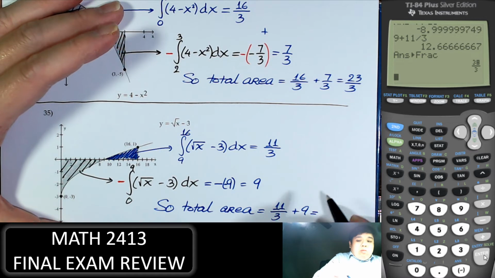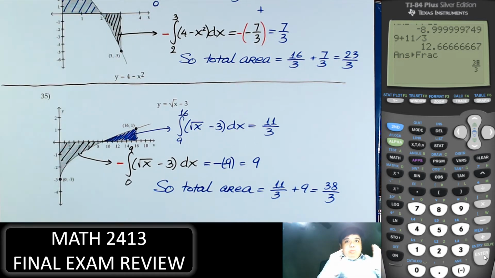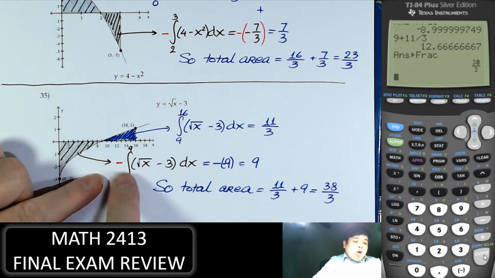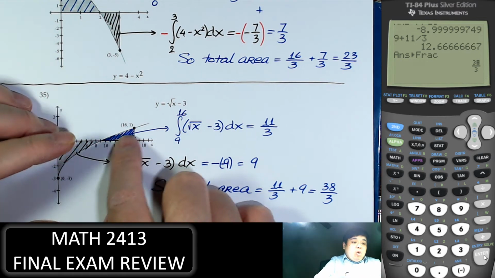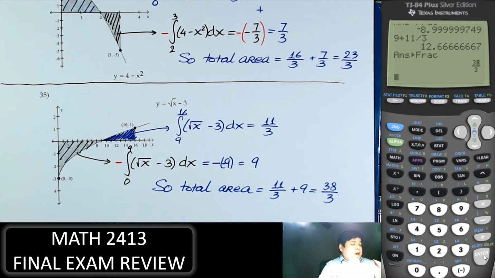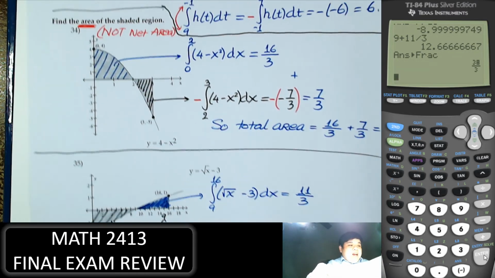So you should be able to distinguish between the net area and area. If we want area, we have to throw in the negative for anything below the x-axis, so that all the areas are positive, and we just add them. If it is net area, we don't put a negative at all, just evaluate it, because net area can be negative.